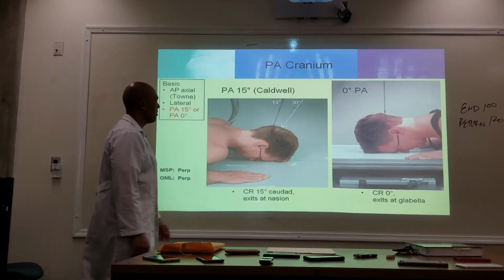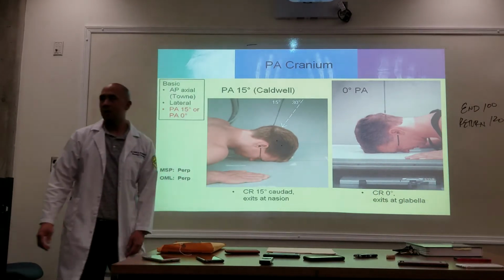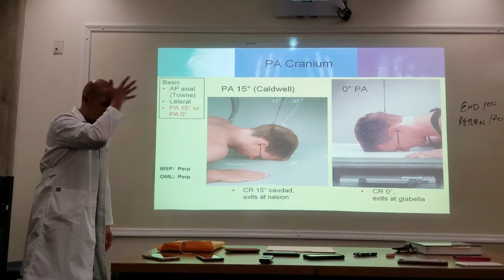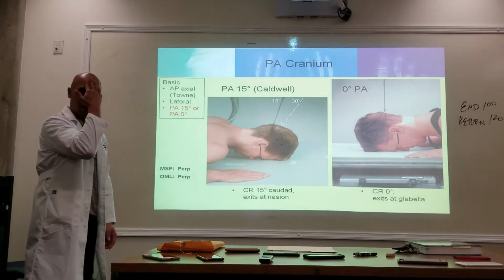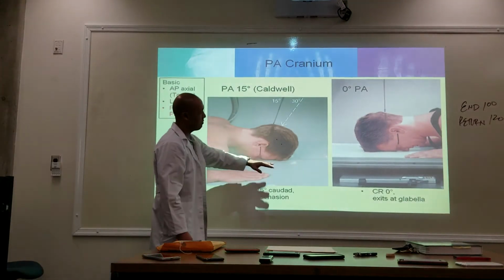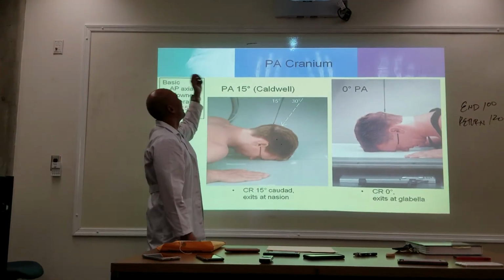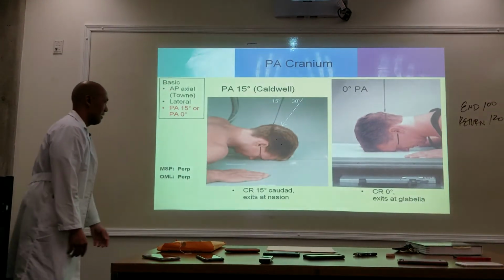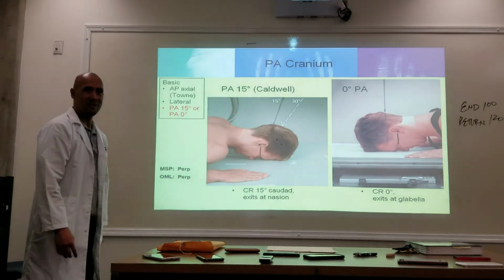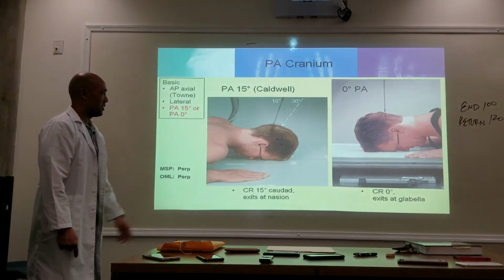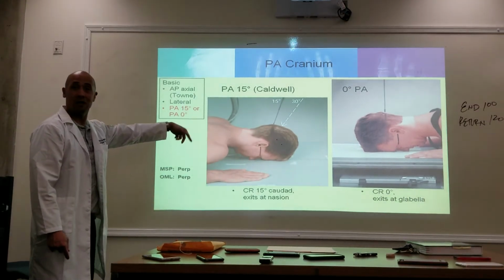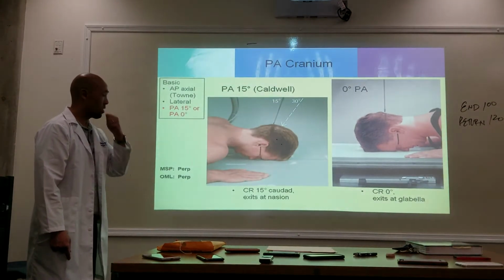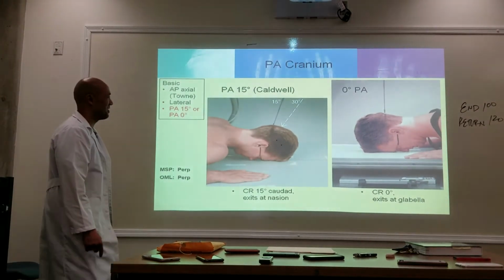PA cranium. So what's the purpose of this? Which bone are we looking at here? The frontal bone. So we're putting the frontal bone as close to the image receptor as possible. Is this easy to do? Yes. So again, if they're able to move, do them upright so they're not laying on their face, because this is hard to do. It depends on the size of the nose, right? Depends on the size of your nose.